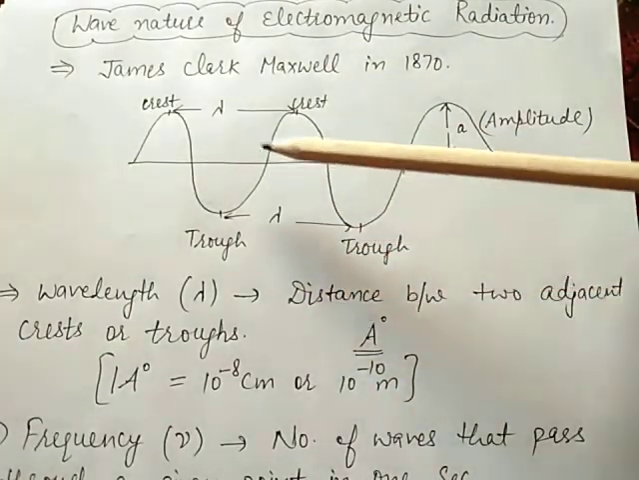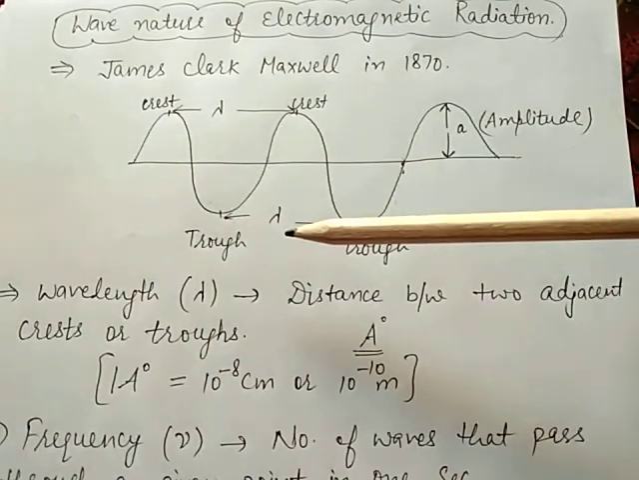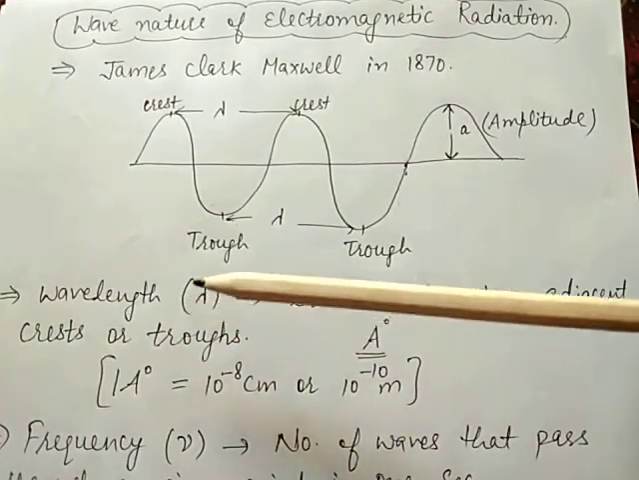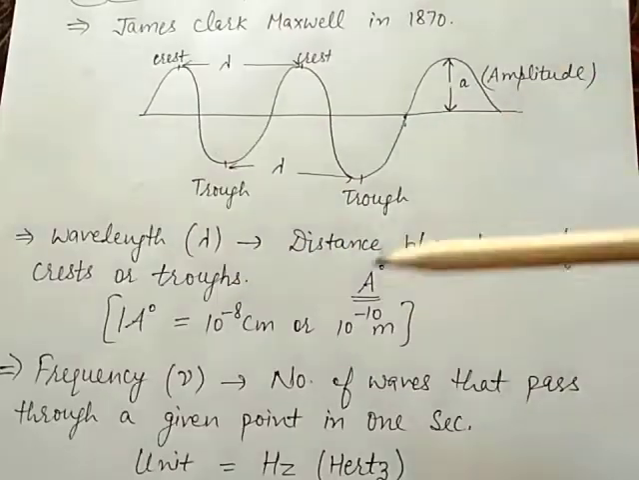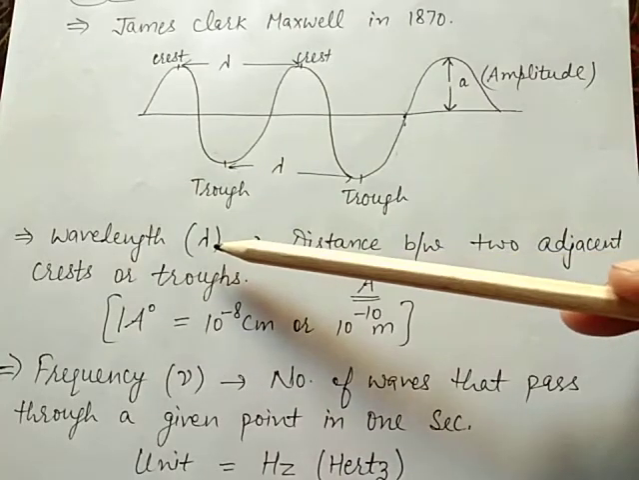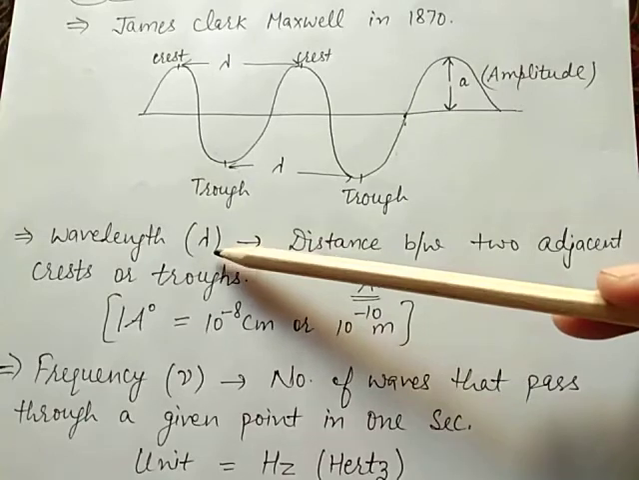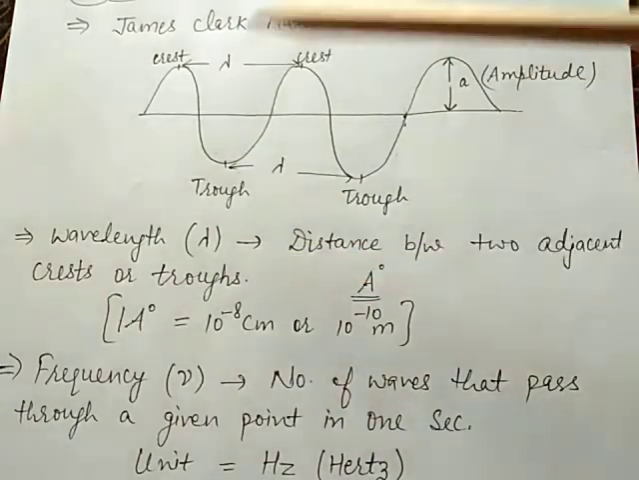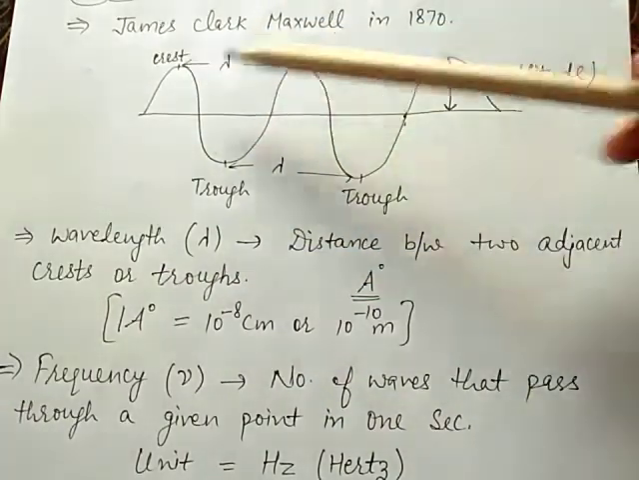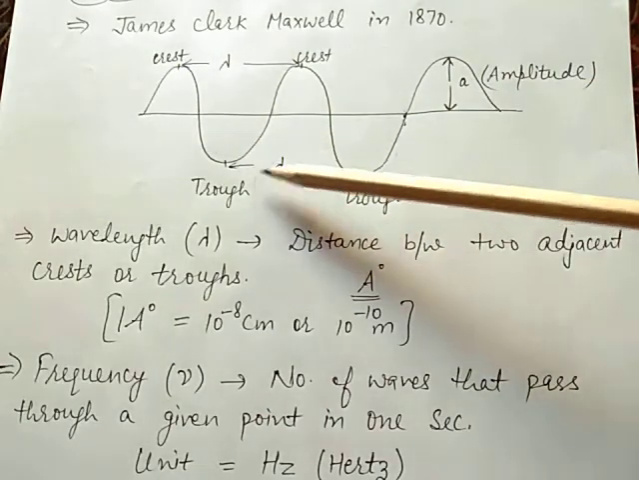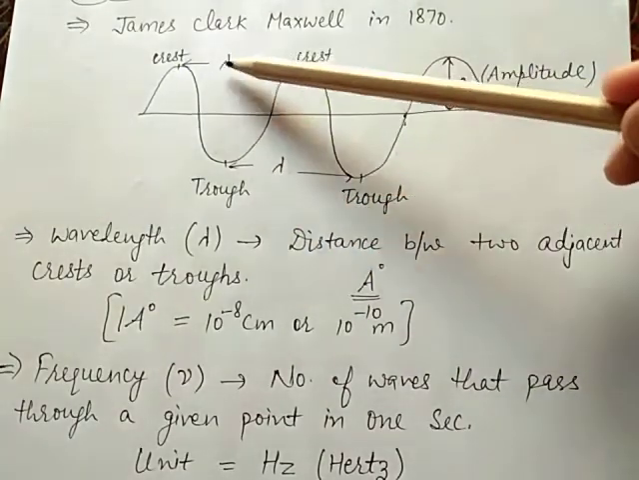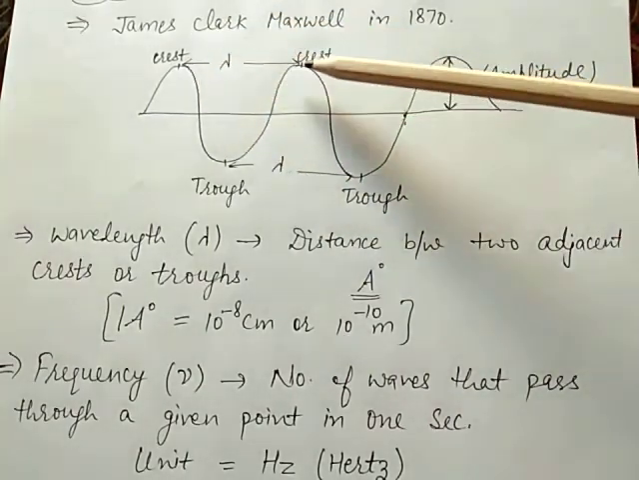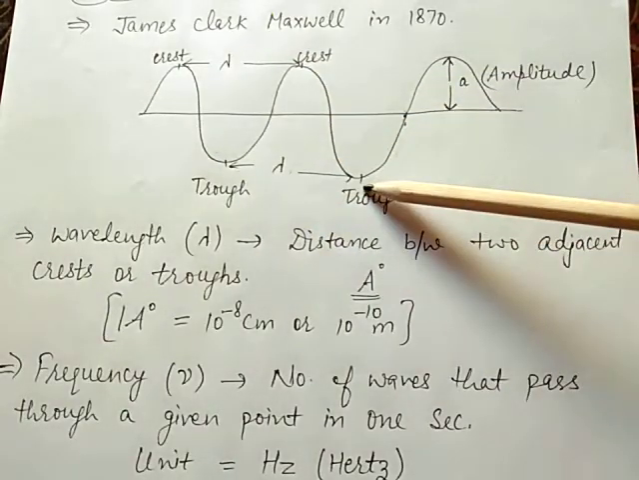Now, what are the characteristics of a wave? First characteristic, wavelength. Wavelength is denoted by lambda. It is the distance between two adjacent crests or troughs, like this. This is shown by lambda. This is also shown by lambda. This is the wavelength, the distance traveled between two adjacent crests or two adjacent troughs.